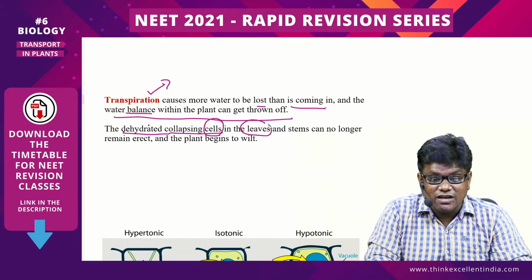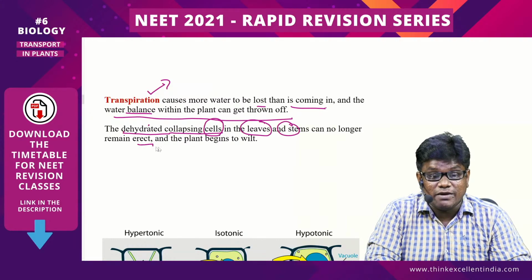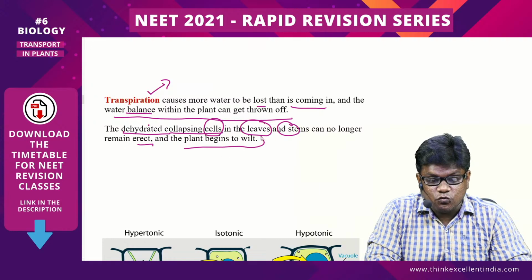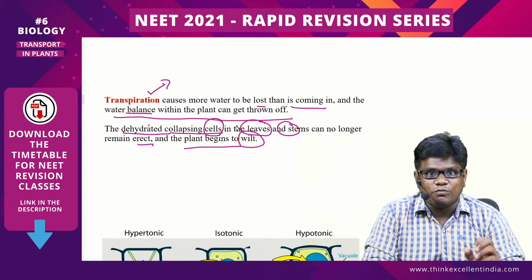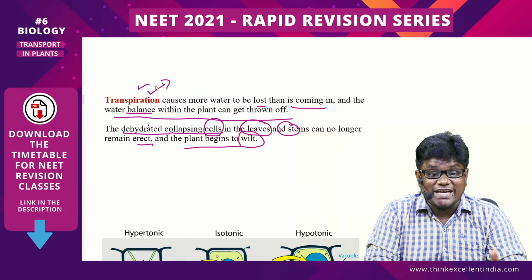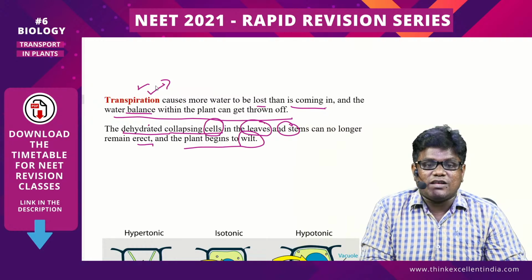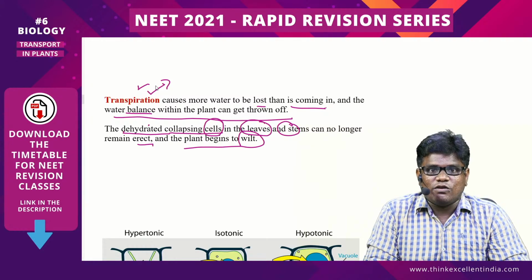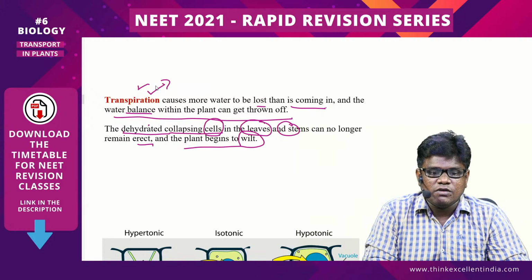In the structure, leaves and stems can also no longer remain erect. So the plant begins to wilt. Okay, அப்படியே dry அப்படியே சோர்ந்து போயிடுவாங்க. So in the transpiration process, if excess amount of water is transpired, what happens? The low content of water present inside the plant will make them wilt.